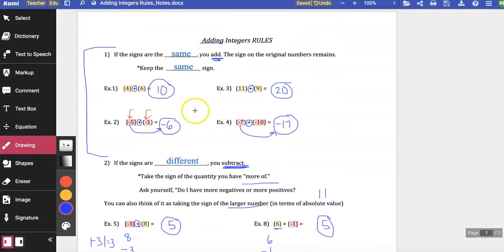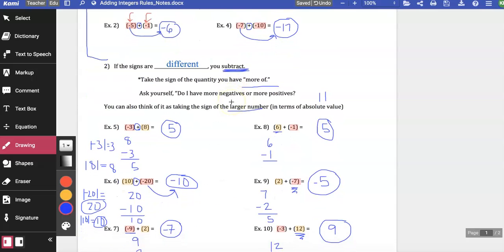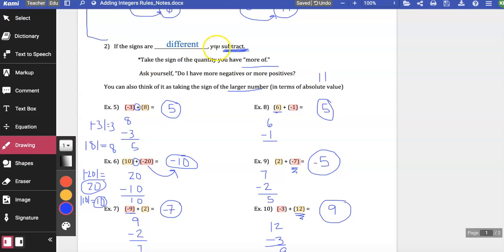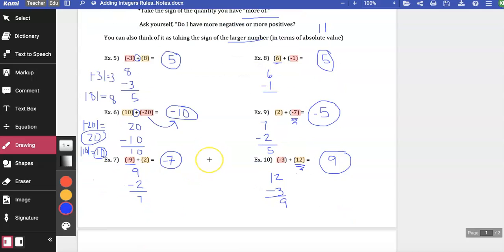So in summary, if the signs are the same, look, they're both positive, look, they're both negative. If the signs are the same, we add them together. So 4 and 6 makes 10, 5 and 1 makes 6. But if the signs are different, we subtract. Look, I have a negative number and I have a positive number. They're different, so I subtract. 8 minus 3 is 5. 6 minus 1 is 5. 20 minus 10 is 10, so we're subtracting.